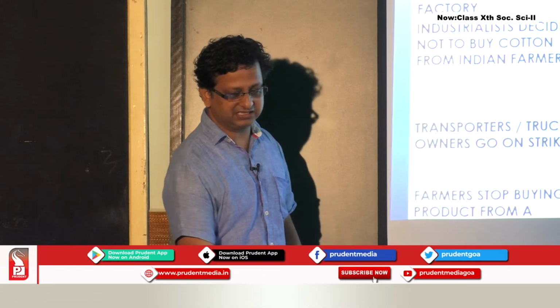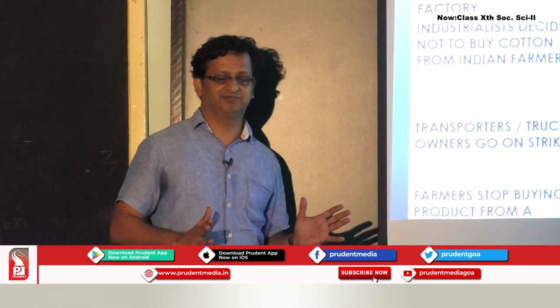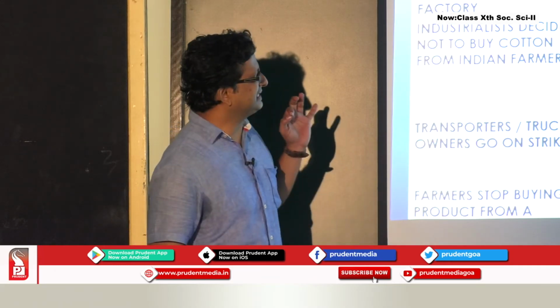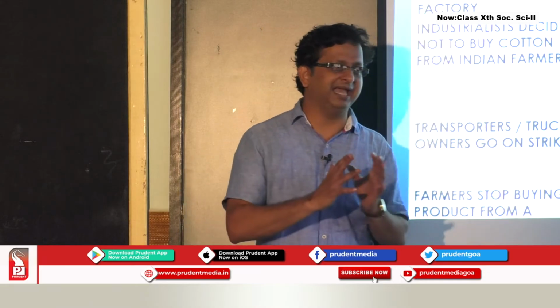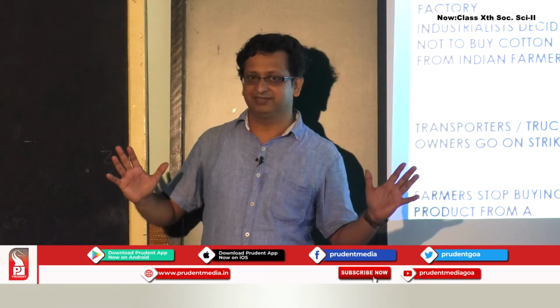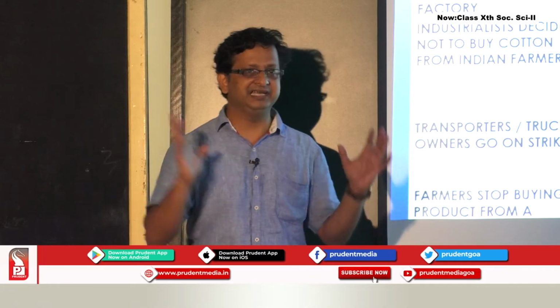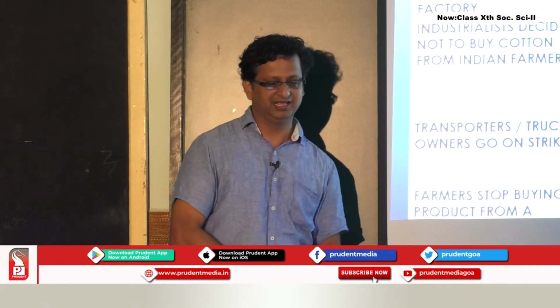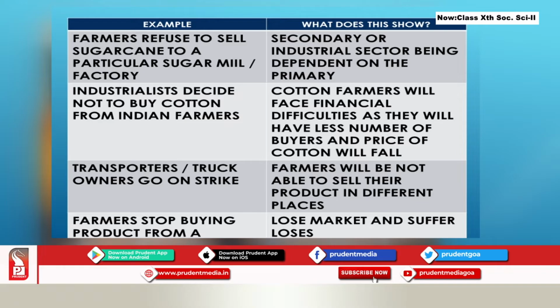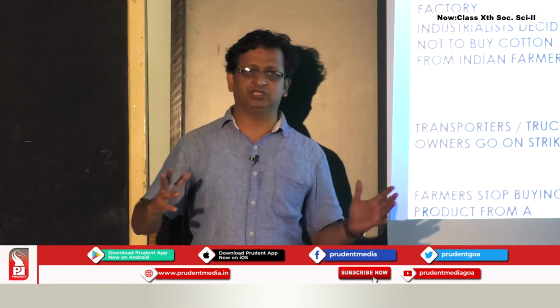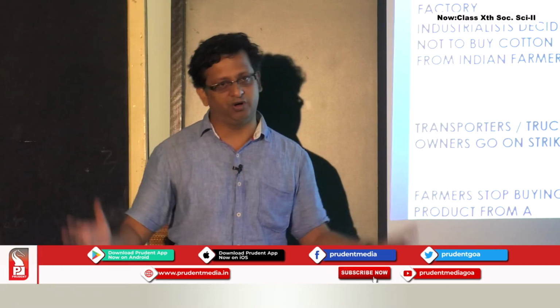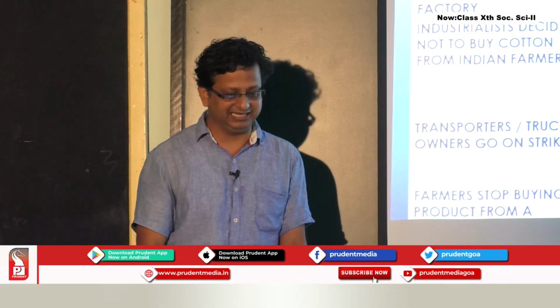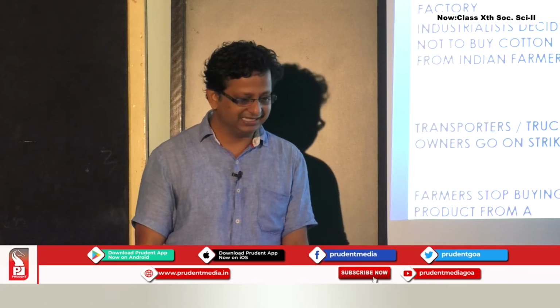Now we have discussed all these sectors. Although they are separate, they are interdependent on each other. They cannot survive without each other. Take an example where a farmer refuses to sell sugarcane to a sugar mill or a particular factory. The sugar factory or the sugar mill will not be able to operate. So the secondary sector is dependent on the primary sector.